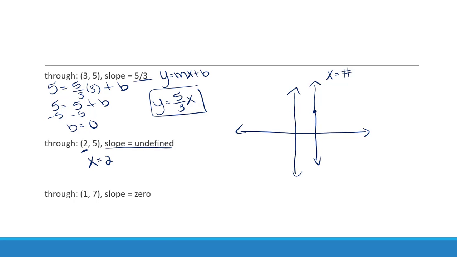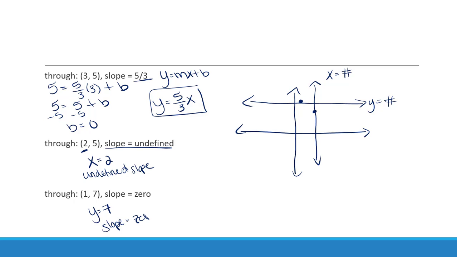So remember, x equals some number is going to be that vertical line, and that's what's going to have that undefined slope. Now this one says a slope of 0. So a slope of 0, instead of a vertical line, is going to be a horizontal line. So let's just suppose 1, 7 is here. In this case, this line is going to go this way. So this is going to be y equals some number. Well, in this case, what does y equal? Well, y is equal to 7. So again, y equals some number, your slope is going to be 0.